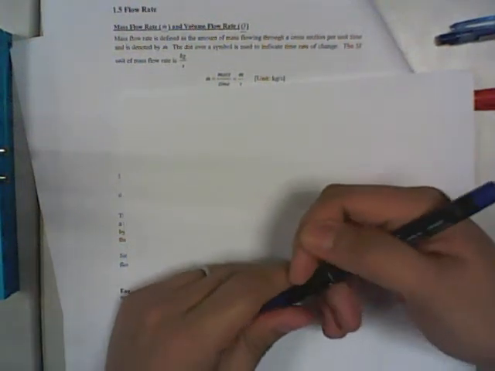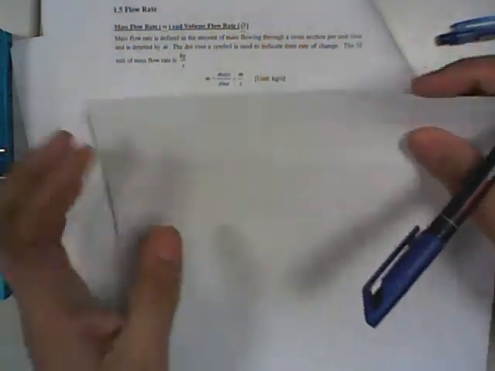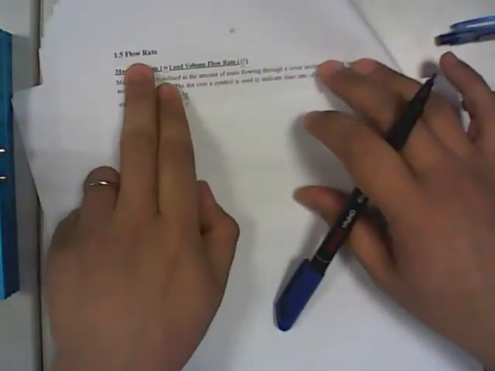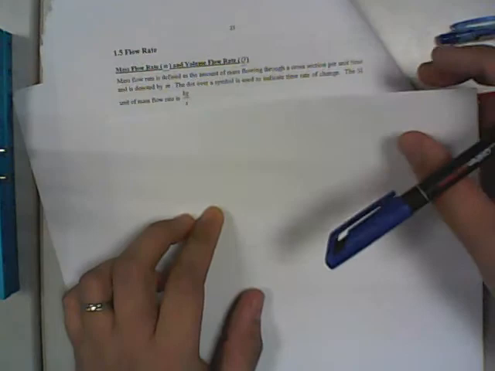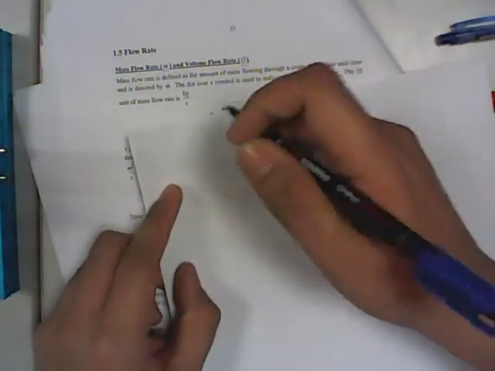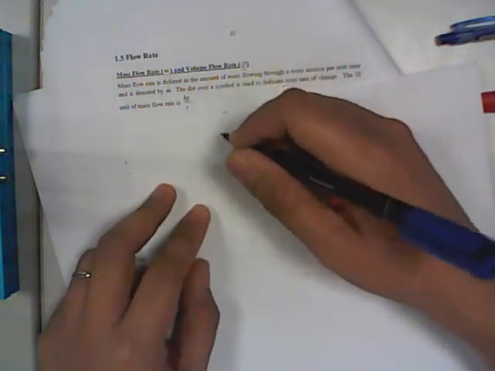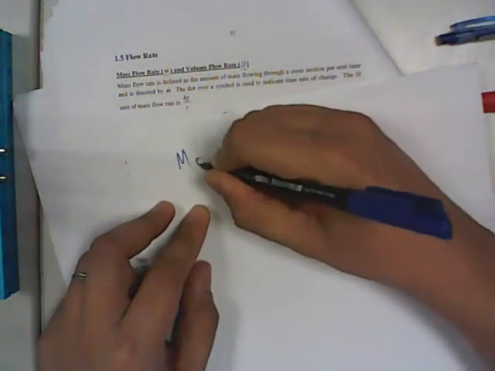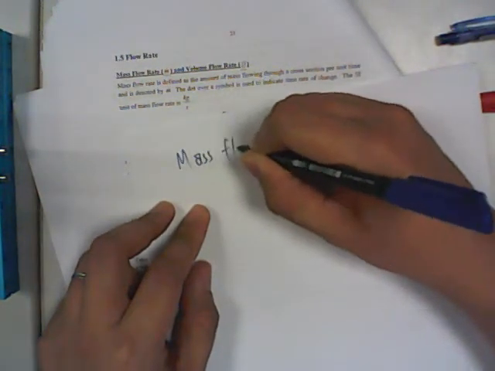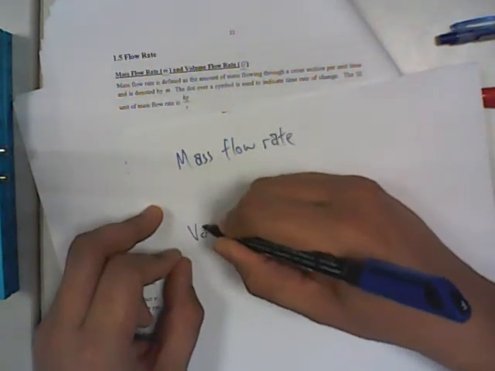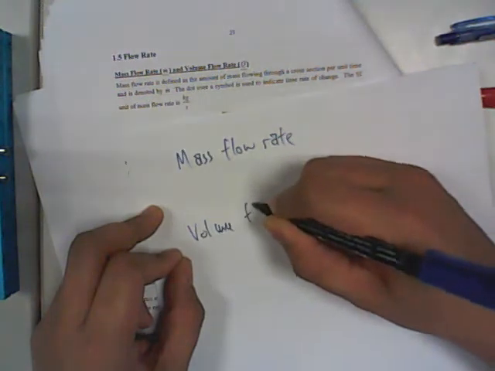Okay everyone, welcome back. Today we are going to talk about the next section, section 1.5, that is about flow rate. The two most important properties in this particular topic are your mass flow rate and your volume flow rate.